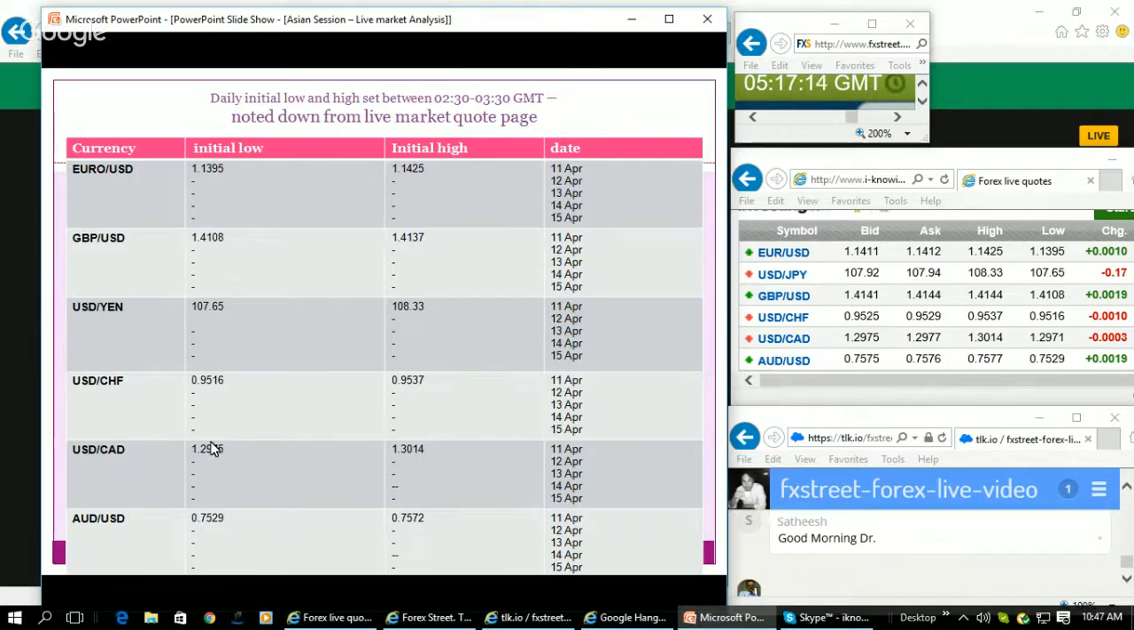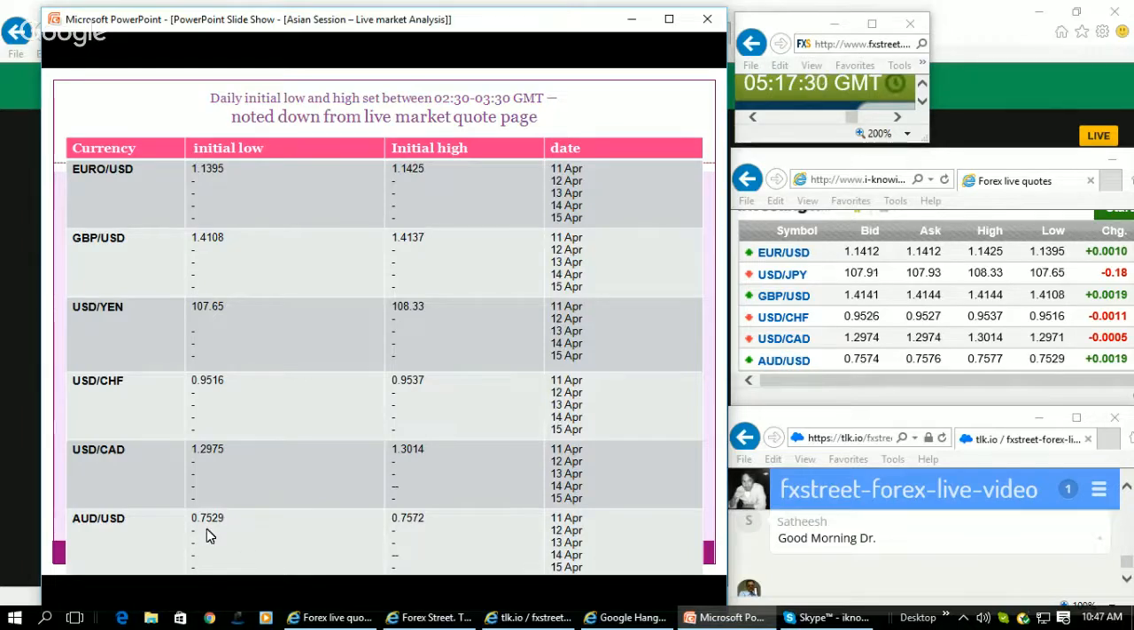Then Canadian dollar, 1.2975 is the low. They just breached the low and they are staying below the initial low, 1.2975. So they are likely to come down during the day.